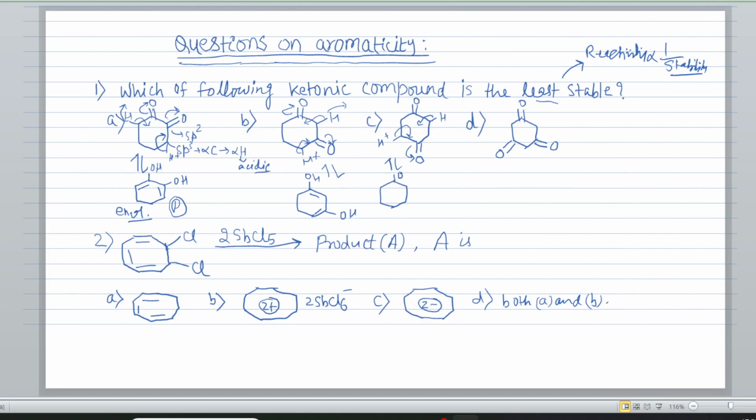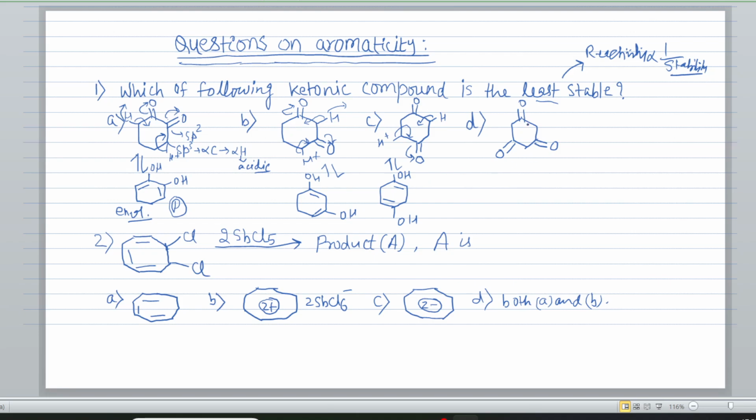Here we will put OH group, here also OH group. Here we can put double bond, here also double bond. This ring is also not aromatic, so this enolic form is also not more stable.